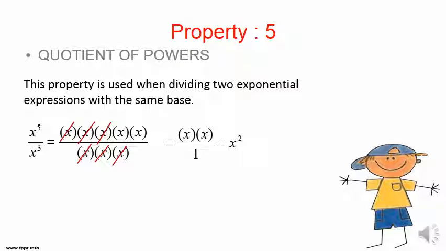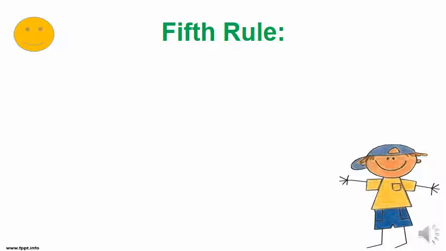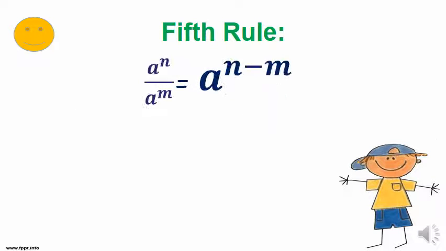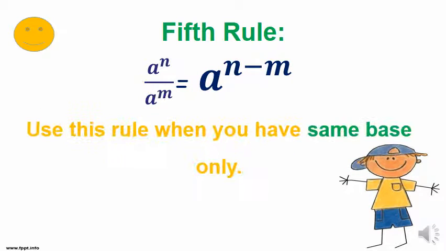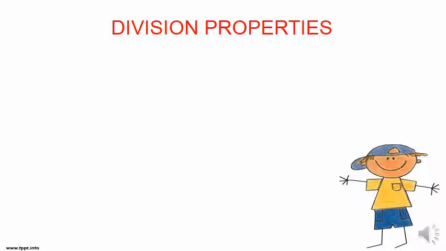What do you notice? Here we have x to the power 5 over x cubed gives me x squared. If you have same base and you have division, you keep the base and subtract the exponents. Okay, so here is the last rule, which is I have same base, you subtract the exponent. You can use this rule when you have same base only.